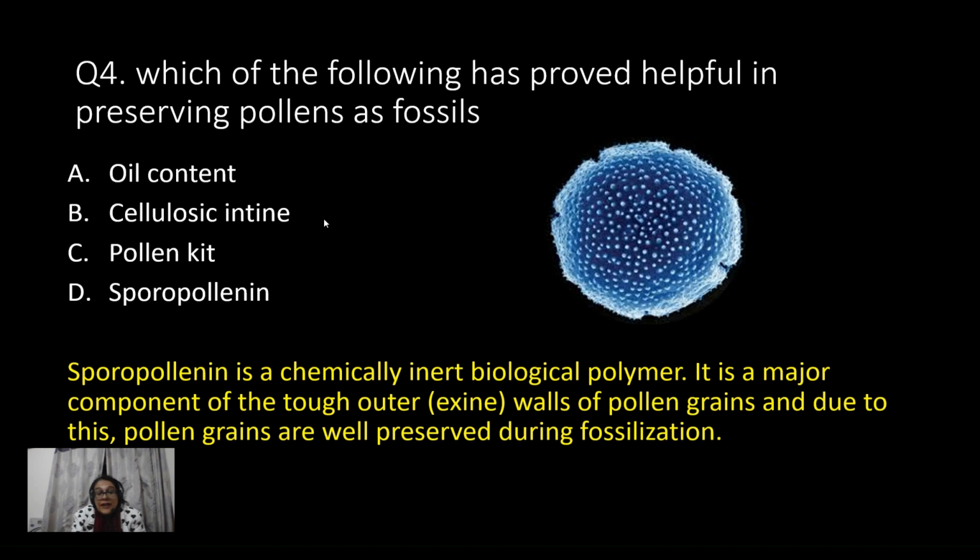Which of the following has proved helpful in preserving pollen as fossils? I think this is quite an easy question. So certain options are given like oil content, cellulosic intine, pollen kit, and sporopollenin. And we know here the correct answer is sporopollenin, which is a chemical that is quite inert and is a major component of the outer exine wall of pollen grains. And because of the presence of this sporopollenin, these pollen grains are preserved as fossils, right?